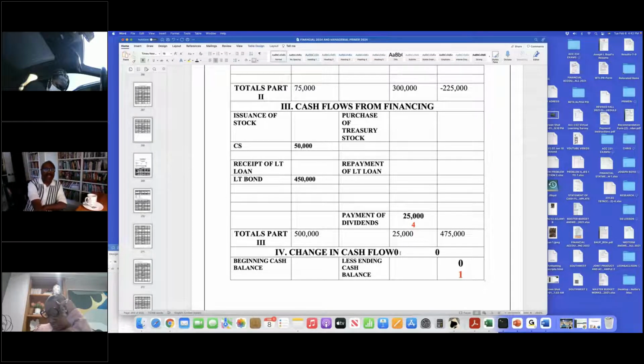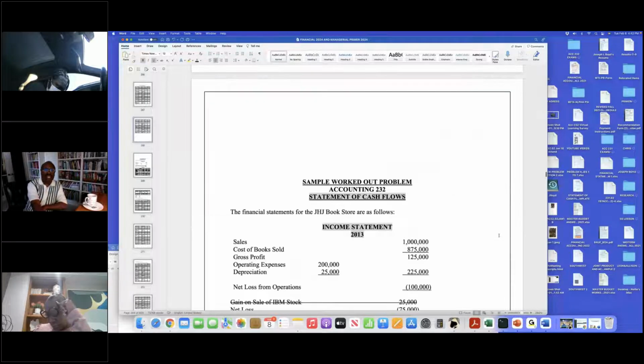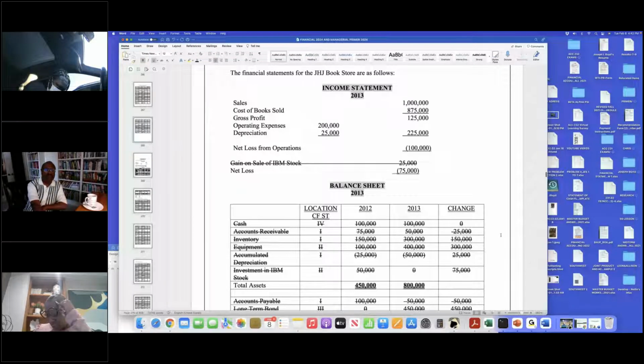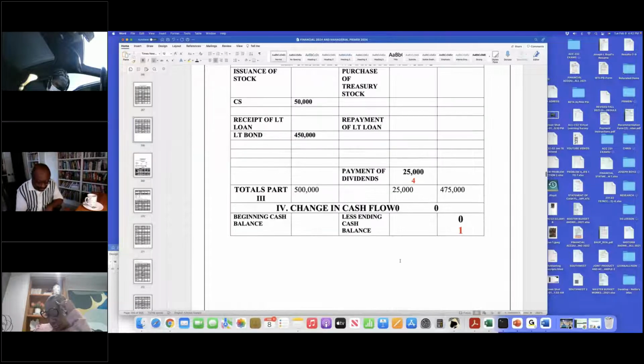So if you remember, the beginning cash was 100,000, the ending cash was 100,000. So beginning cash is 100,000, ending cash is 100,000. So this company was operating on borrowed money, not any income.